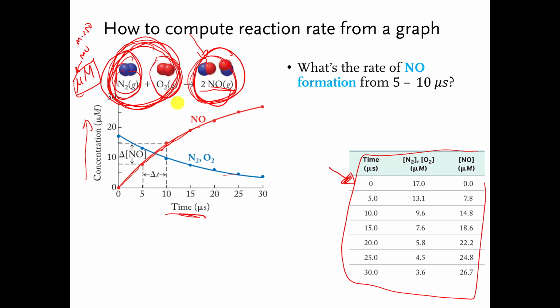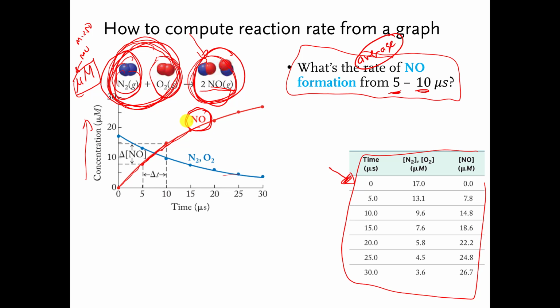The question is, what is the rate of nitric oxide formation between 5 and 10 microseconds? So we want to know, and really this should say the average rate. So what's the average speed of NO formation between these two times? And remember what we did in previous videos. If we want to find the rate, we have to find how much this changes divided by how much time went by.